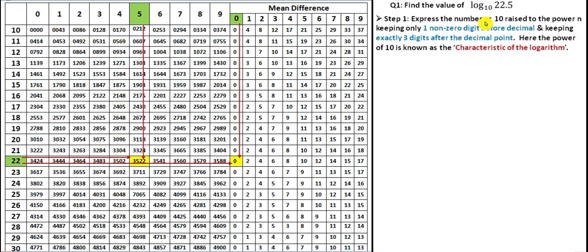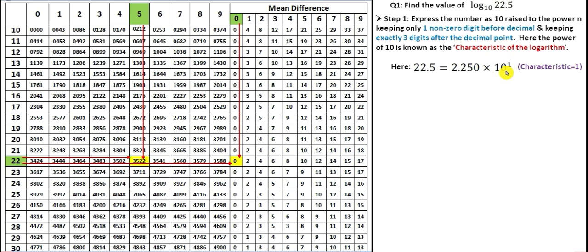So what is the first step? This is the first step: express the number as 10 raised to the power n, keeping only one non-zero digit before the decimal and keeping exactly 3 digits after the decimal point. Here the power of 10 is known as the characteristic of the logarithm. Let me show you what this means. Whatever value is given here, 22.5, first you have to write that 22.5 in this format. You have to write this as an expression of 10 to the power something.